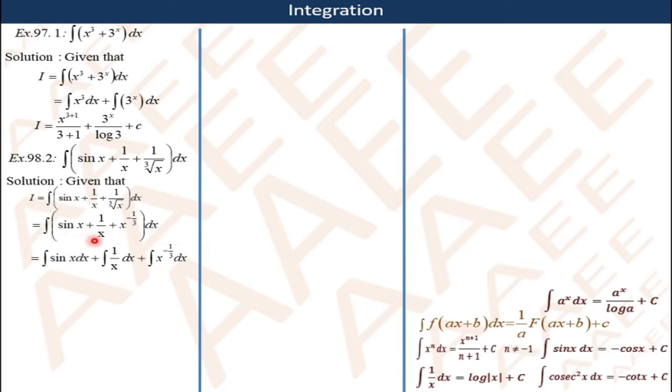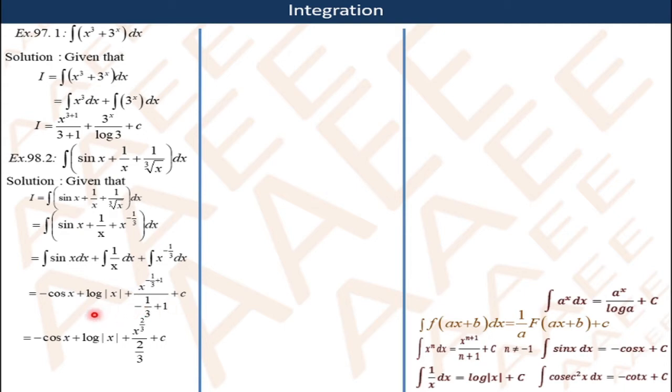We can separate the integral as the addition of functions is there. So integration sine of x dx plus integration 1 upon x dx plus integration x raised to minus 1 by 3 dx. And their respective integrations by using the standard formulas: integration of sine of x is minus cos of x, integration of 1 upon x is log of mod of x, and for integration of x raised to minus 1 by 3, here n is equal to minus 1 by 3. So that will be x raised to minus 1 by 3 plus 1 upon minus 1 by 3 plus 1, plus constant of integration c.